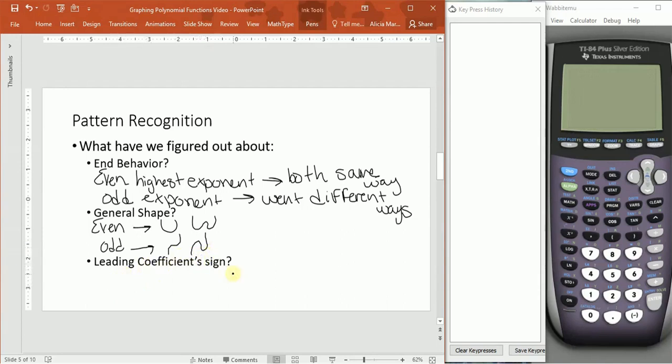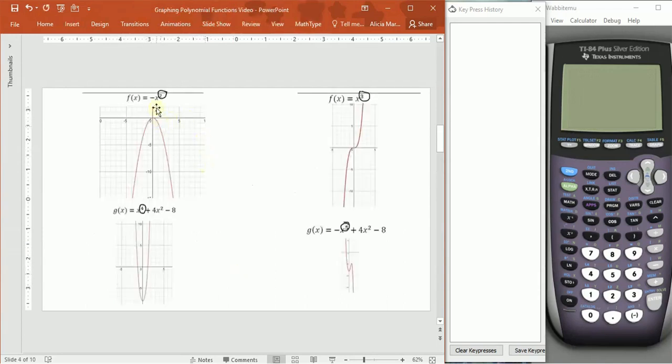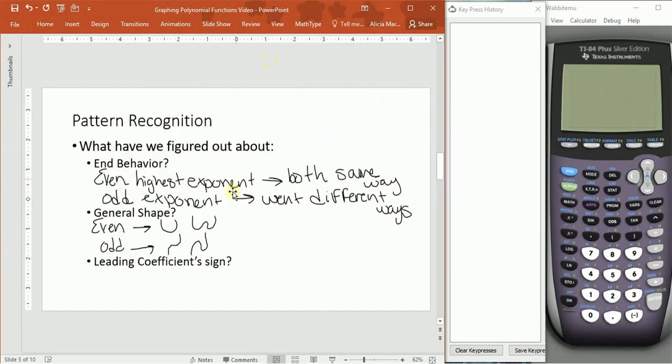Leading coefficient sign. We didn't really look at that, but notice, guys, how it starts at the beginning going down, right? This one's going up. So it's basically a flip from what it looks like it should do normally. So that's going to tell you if it's going to start normal or if it's going to flip in that regard. So this tells you, especially on the evens, you know that you're going to be pointing down. If it's an odd, you know you're going to be pointing up at the beginning.